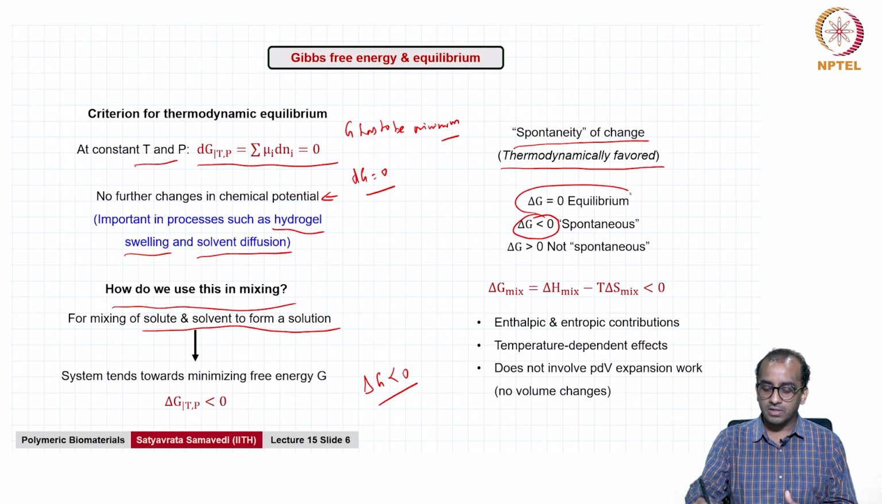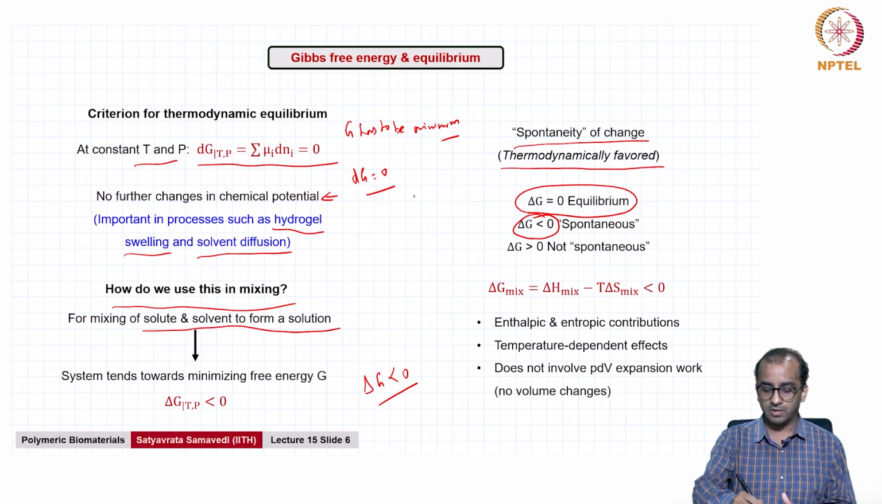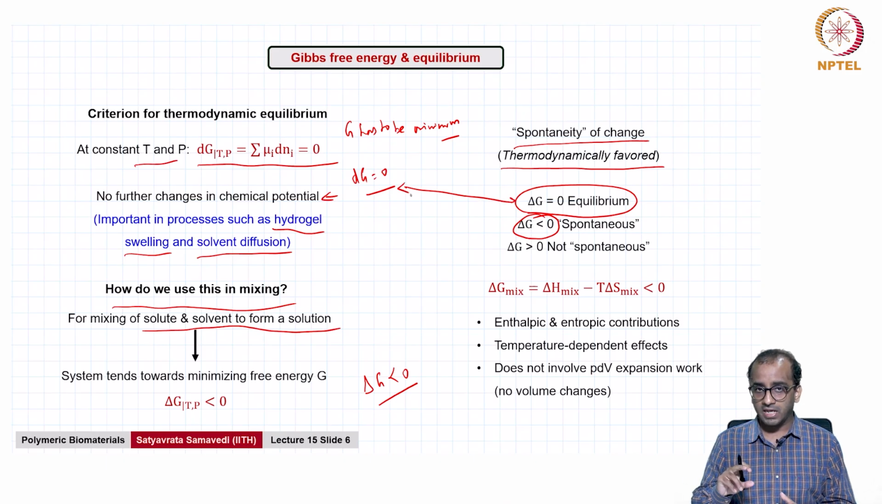And when no further change is possible in Gibbs free energy, the system has reached equilibrium. So, these two have to be connected, and if the change in Gibbs free energy happens to be positive, then that is not a spontaneous process, or not a thermodynamically favored process.